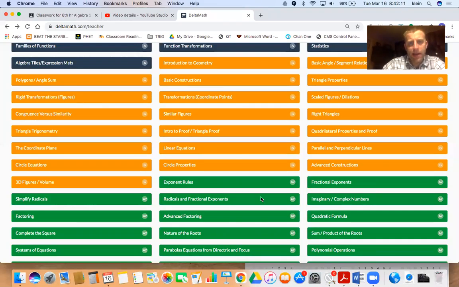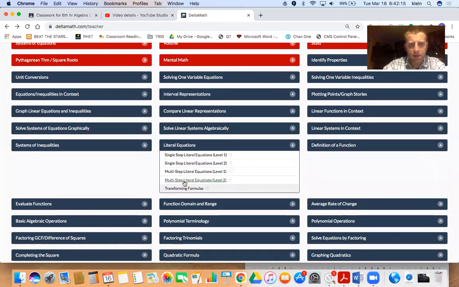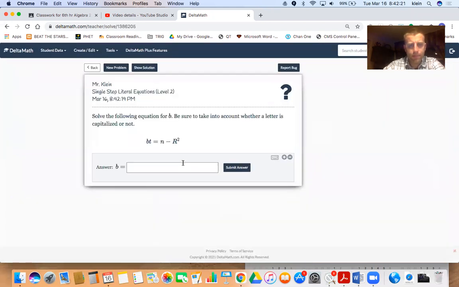Okay, I'm going to show you guys a few of these Delta Math things here. There's 5 skills. You don't have to do two problems on each of these. So I'll maybe start with the second one here. Solve equation for b. So you're just kind of rearranging to solve for a certain variable that they're asking for. Just working on your algebra skills here.